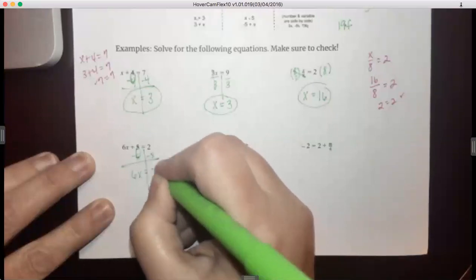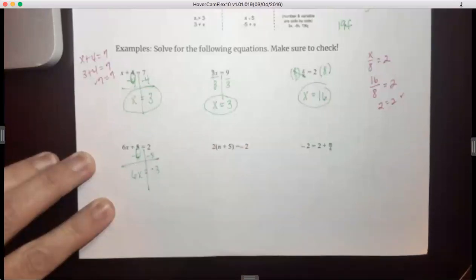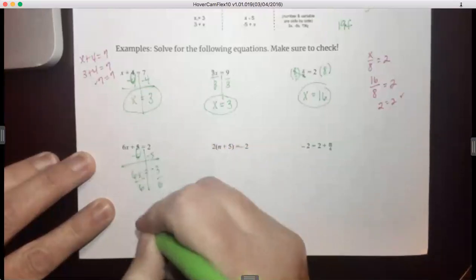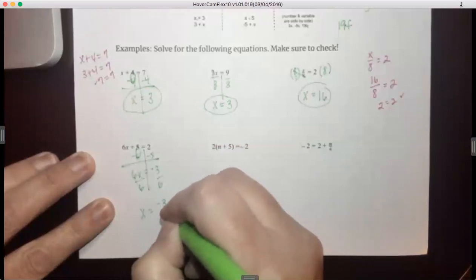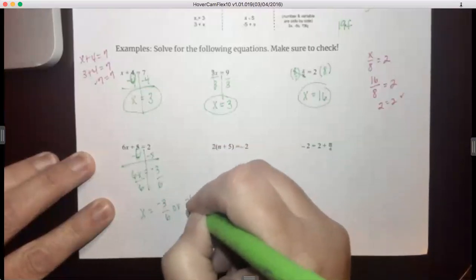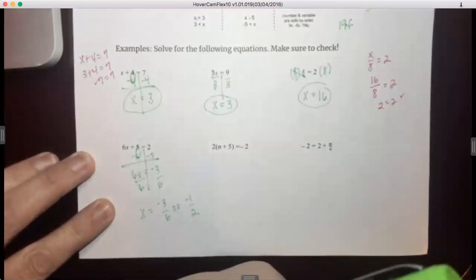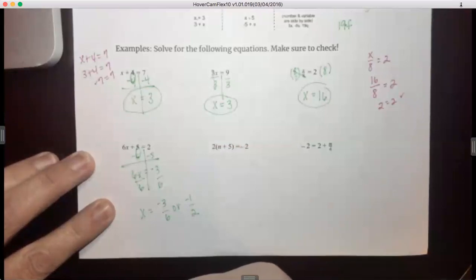I get a negative 3. Now 6 and x are multiplying. I can tell that because there's nothing in between them. They're all smushed together. And I did get x equals negative 3/6 or negative 1/2. Please do not tell me that this is negative 2. For it to be negative 2, it would have to be 6/3. The larger number would have to be on top.